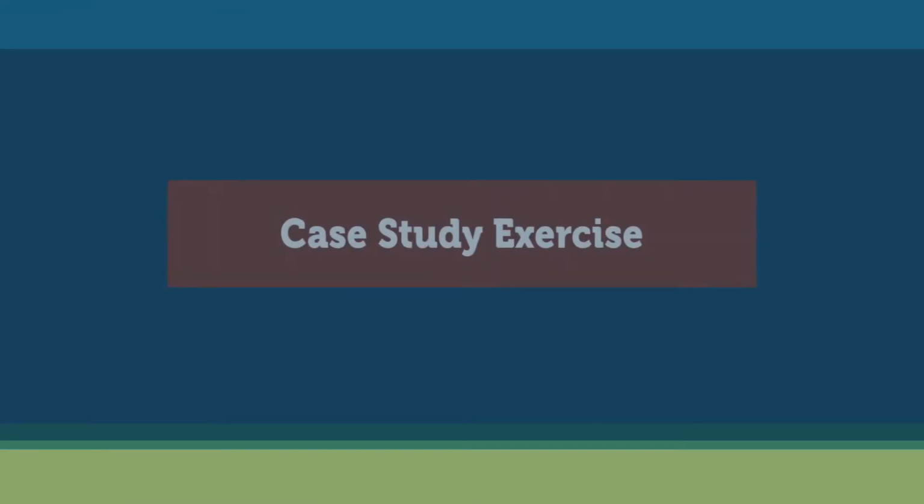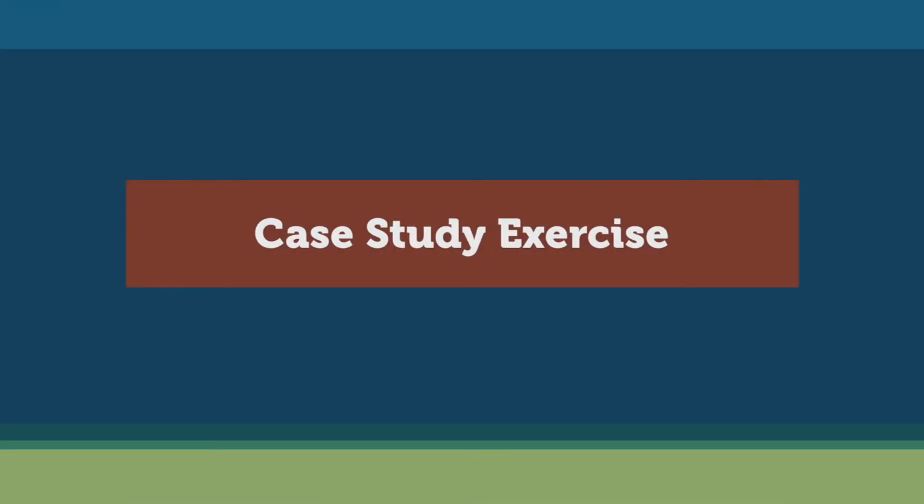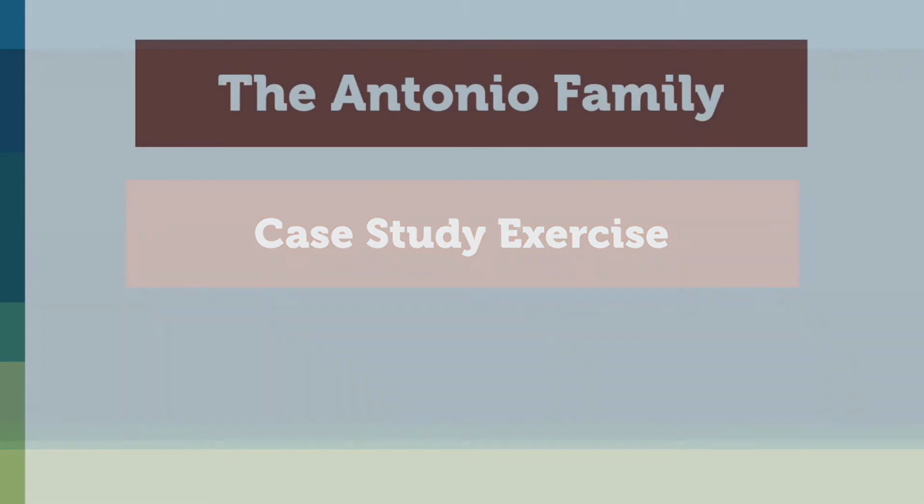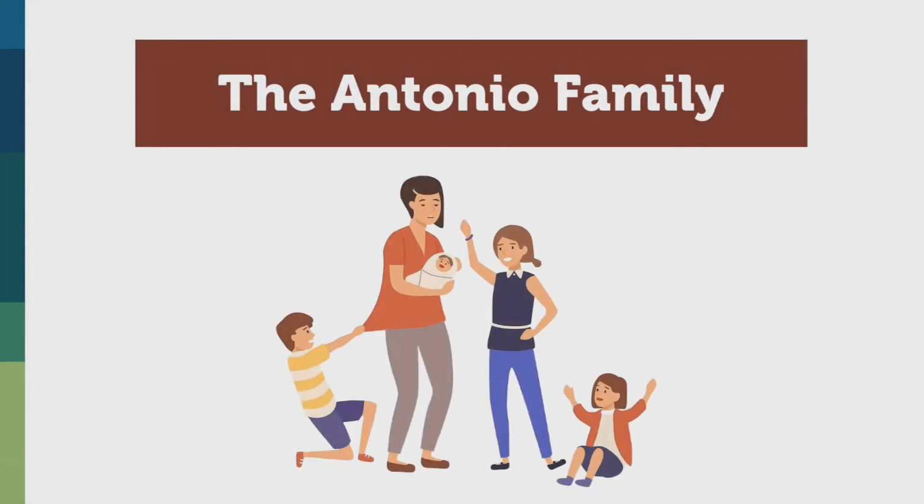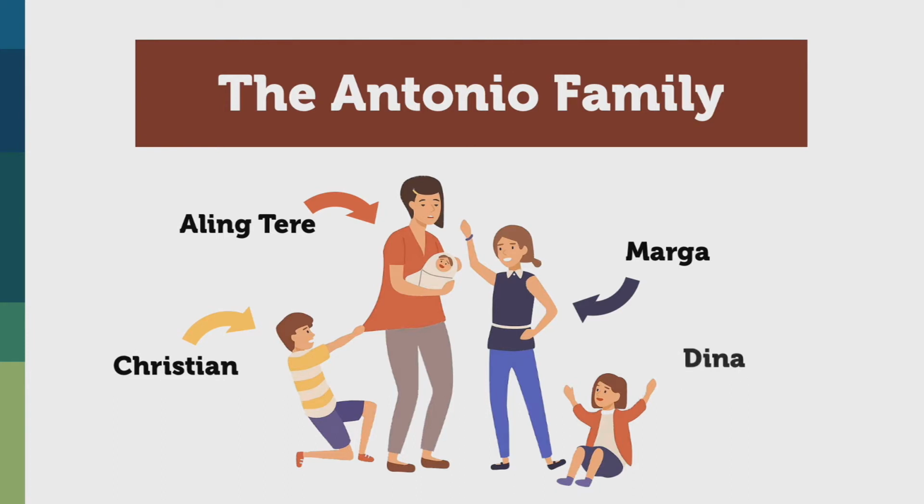Now let's apply the tools to the case of the Antonio family. As you may recall, in the SWEDI discussion, the Antonio family is at level 2 or subsistence level of well-being. Now, let us try to determine their risk level and the specific risks and vulnerabilities that need to be prioritized. You may also gain access to the attached case study to refresh you on the family's background information. What do we know about this family? The Antonio family is composed of Aling Tere, her children Marga, Christian, and Tina, and her granddaughter Mika.